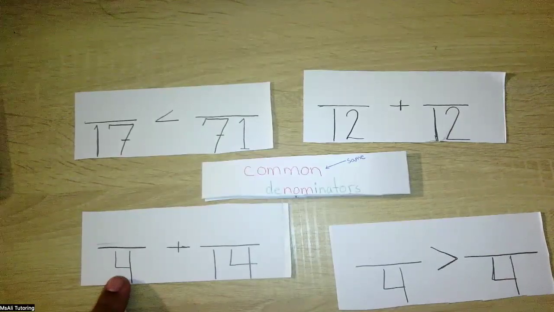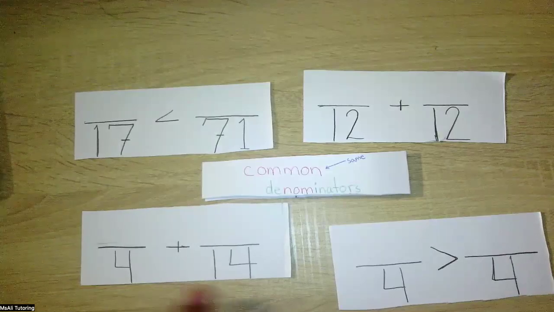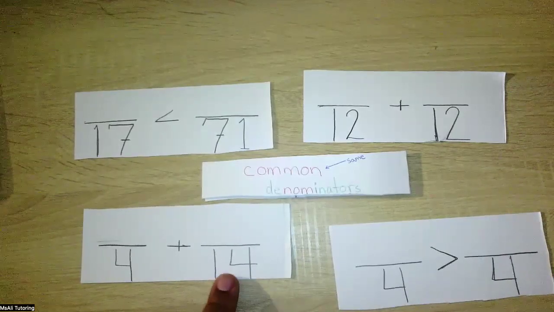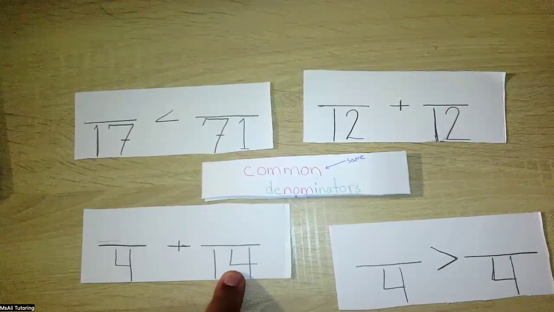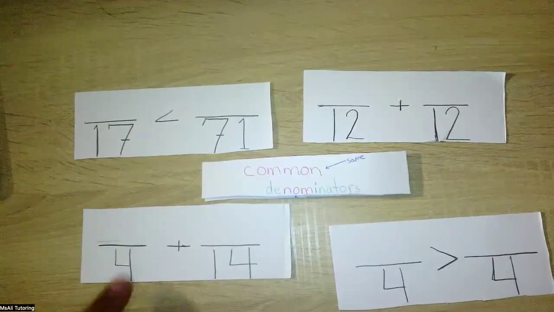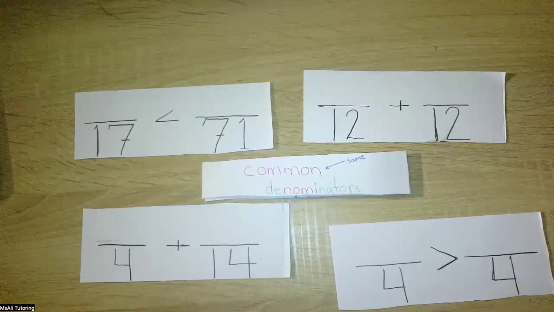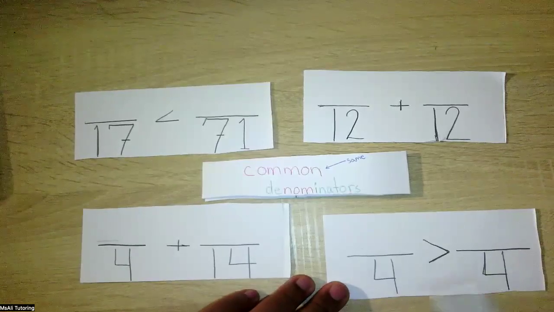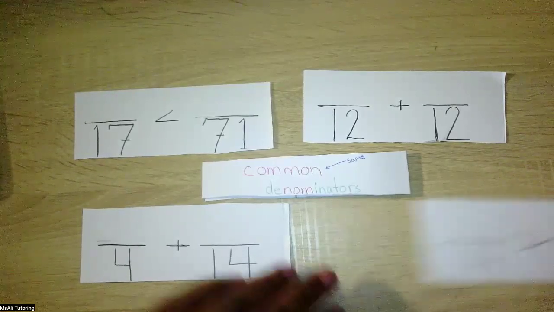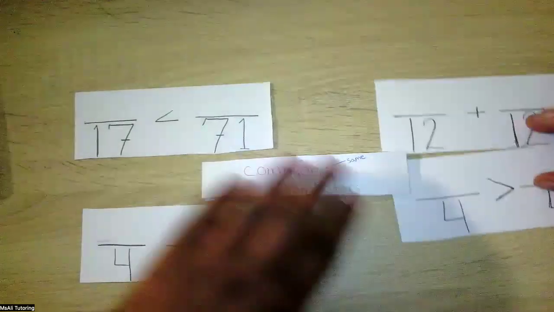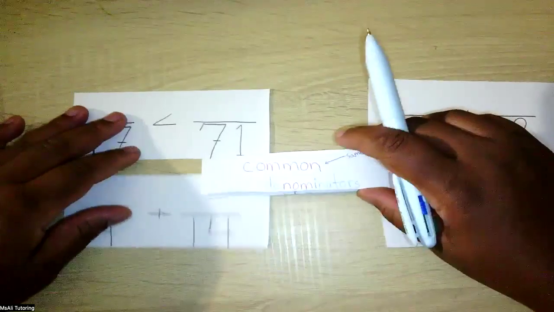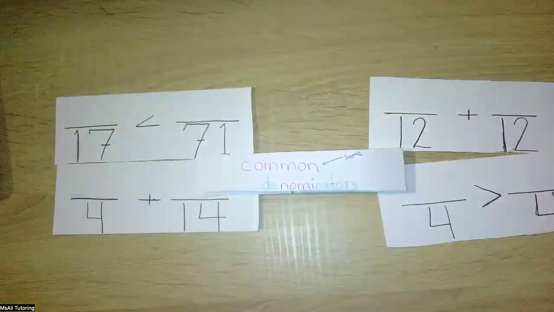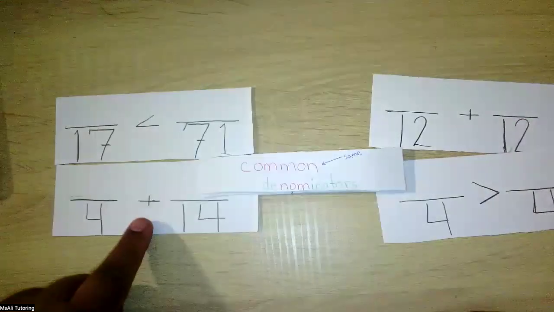No. This denominator is 4, and so its fraction name is fourths or quarters, and this fraction has a denominator of 14, and so its fraction name is fourteenths. These are not common denominators. Do not be fooled because the digits are similar. And then we have fourths and fourths, or quarters and quarters. So here we have common denominators. And over here, we do not. These are uncommon denominators.